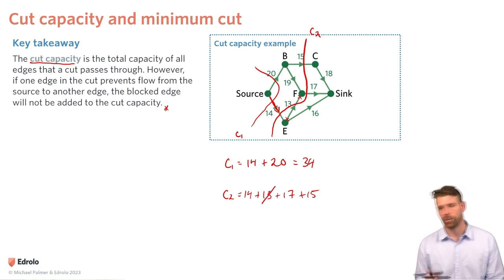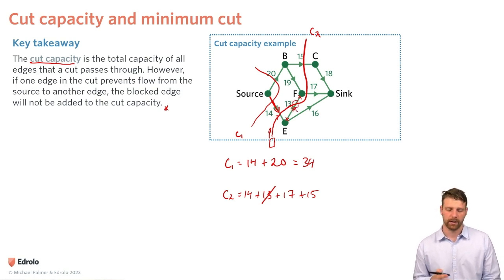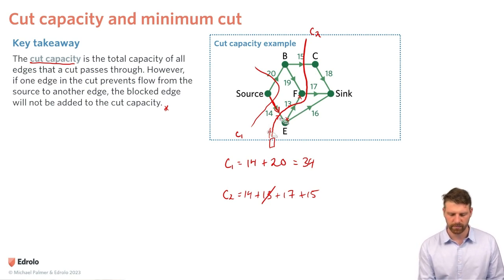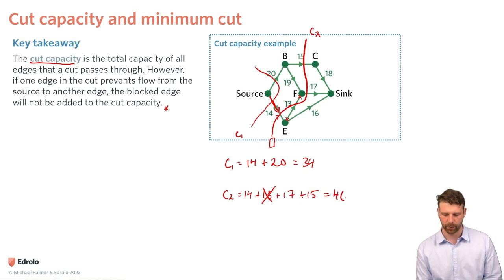There are other ways to determine which things we will and won't cut. Some people like to imagine a car driving along this line. And if the water goes into the left side, into the passenger side, then you will count it. And if it goes into the right side, into the driver's side, then you won't count it. But I don't really feel that I need that to work it out. I think I can just think about, well, has this water been blocked at an earlier edge? So we won't count the 13. And so the cut capacity of cut 2 is 14 plus 17 plus 15, which works out to be 46.